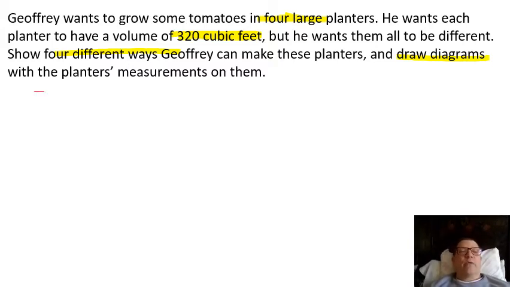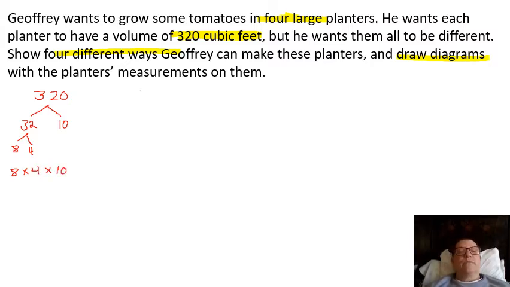So we know we have 320. Well, I'm going to decode this, and I know I can go 32 and 10. I've got 2 dimensions. Now I need a third dimension. So I'm going to take this 32 and I'm going to split that up, and I'm going to go, let's see, 8 times 4, because that's 32. So now I have a dimension of 8 times 4 times 10. So that's our first one.